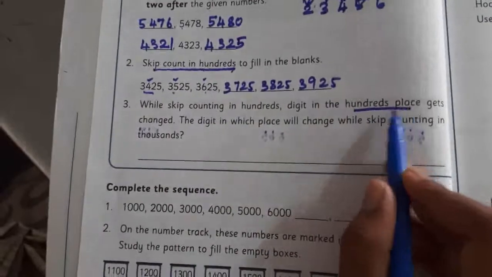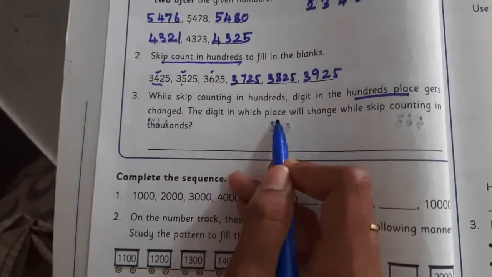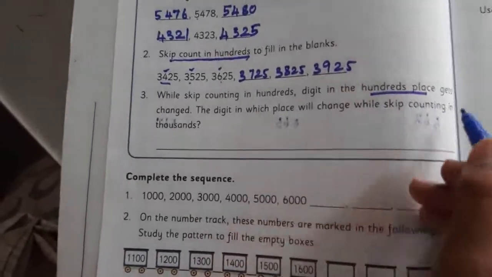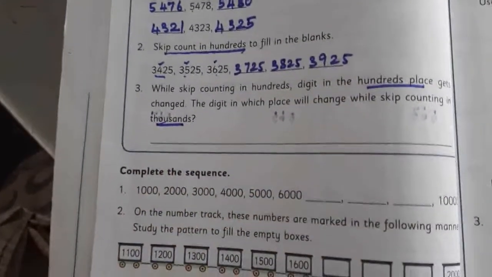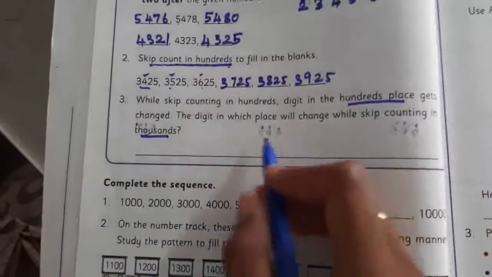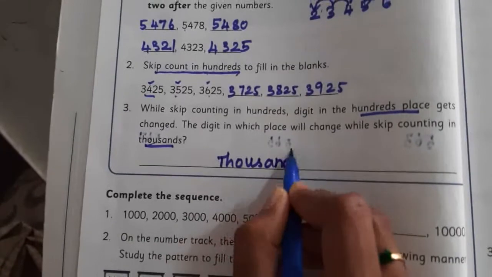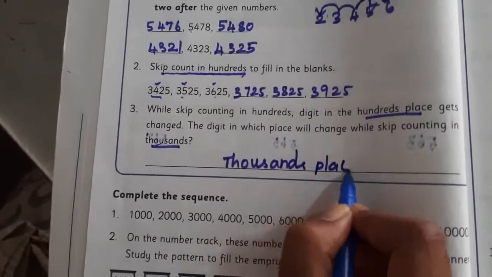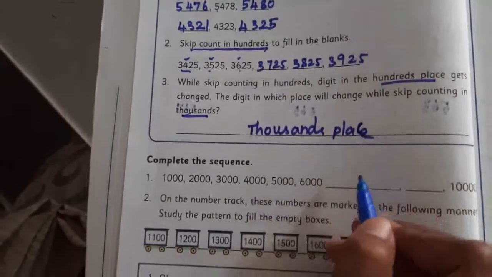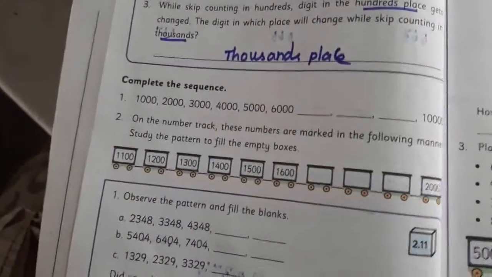The hundreds place has been changed, but the digit in which place will change while skip counting in 1000? In case of skip counting in 1000, which place has been changed now? Yes, very good. Thousands place. Write the thousands place. Okay, so now we have to move to the next activity.